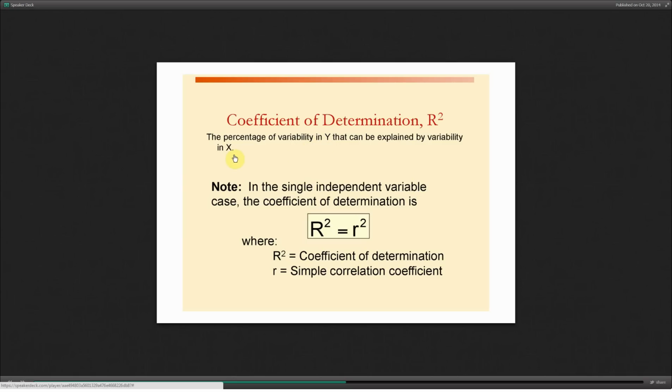What we mean by that is that the values of the dependent variable change. They go up and down. If it was constant, then we wouldn't have to do regressions. So they change. Those changes, the amount of those changes in the value of y, or the dependent variable, the amount that's explained by the independent variable is r squared.